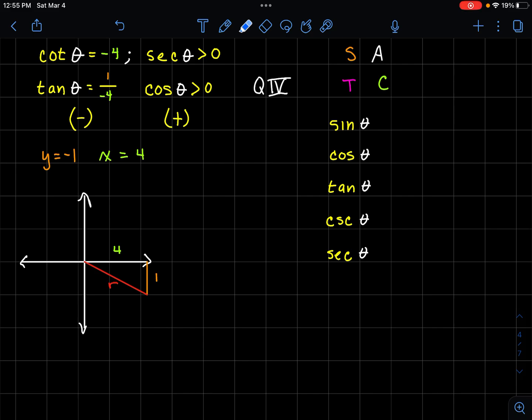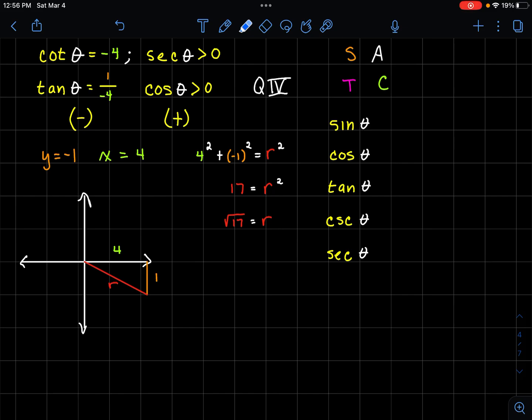I go right 4 for the positive 4 value of x. I go down 1 for the negative value of 1. And use the Pythagorean theorem. 4 squared plus negative 1 squared, that's going to give us 17. That's what r squared is equal to. So let's square root both sides. The value of r, the hypotenuse of this triangle, is going to be the square root of 17. But I have the 3 pieces of information that I need to do the rest of these problems.